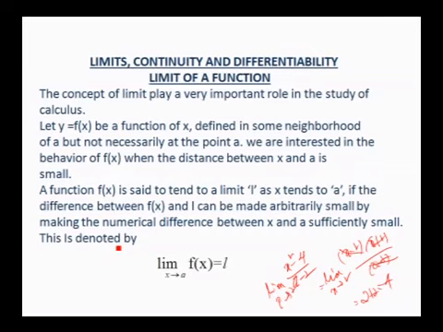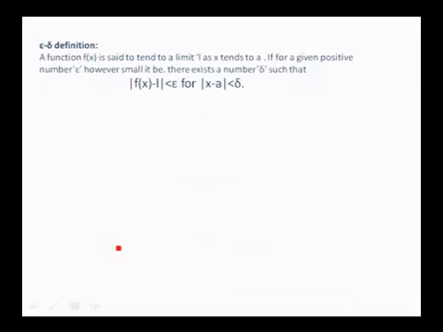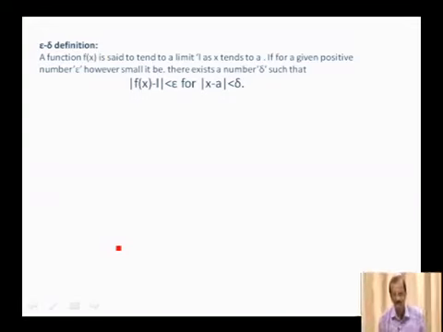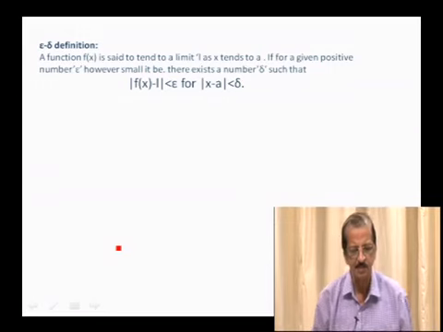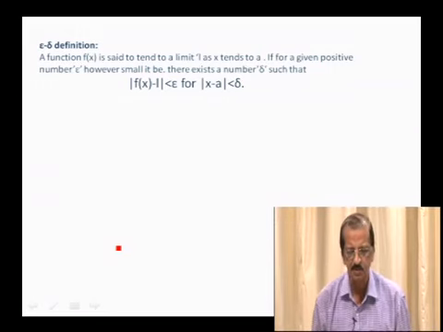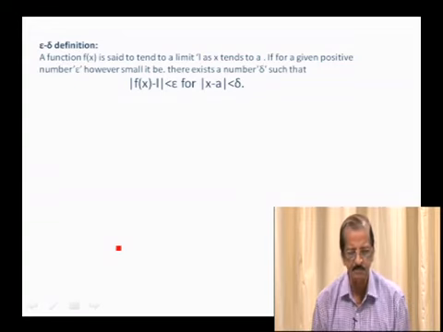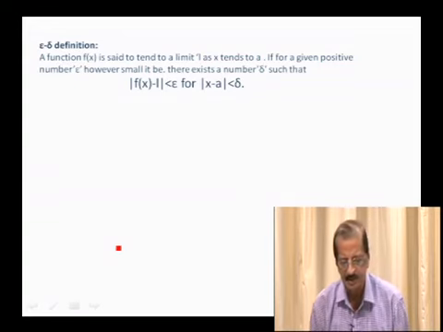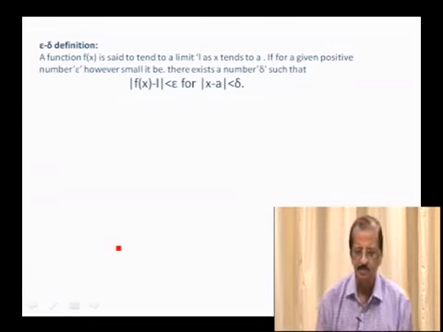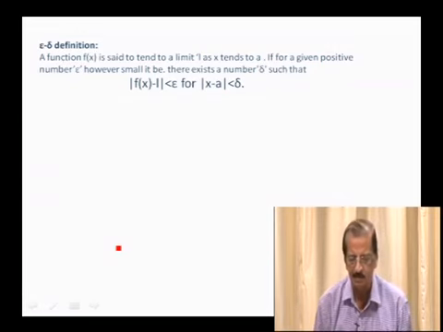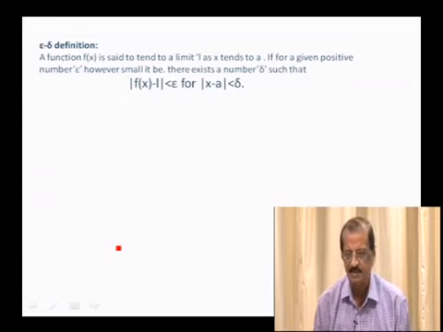f(x) takes values very nearly equal to L as x takes values very nearly equal to a, possibly not a itself. So, the epsilon delta definition. This is also a very interesting one, given by Cauchy. A function f(x) is said to tend to a limit L as x tends to a if for a given positive number epsilon, however small it be, there exists a number delta such that mod f(x) minus L can be made less than epsilon for mod x minus a less than delta.